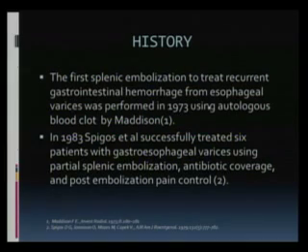So, history, briefly, when it was first started. The first time it was performed was in 1973 by Madison. What he used was autologous blood clot. You just let the same patient's blood sit for a while, it forms a clot, and then you inject the clot. And then finally in 1983, Spigos successfully treated 6 patients with varices using partial splenic embolization. So this is the history behind splenic embolization.